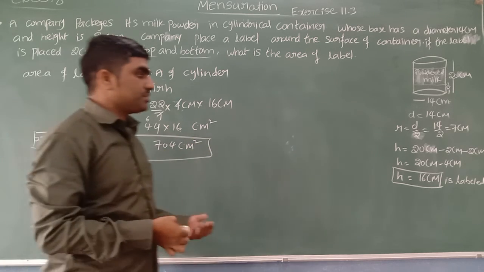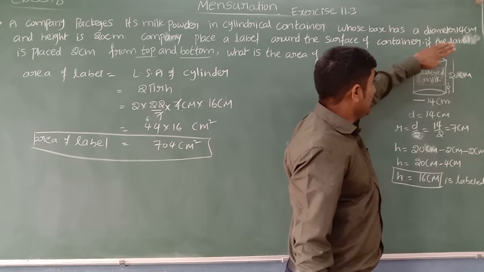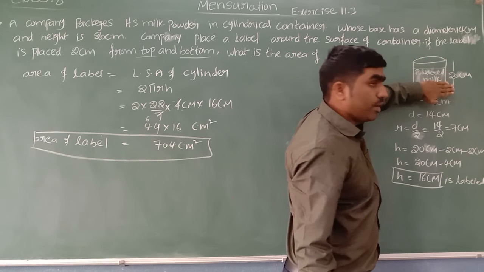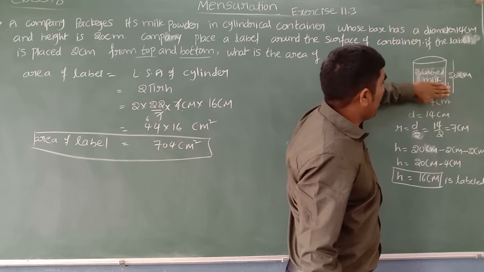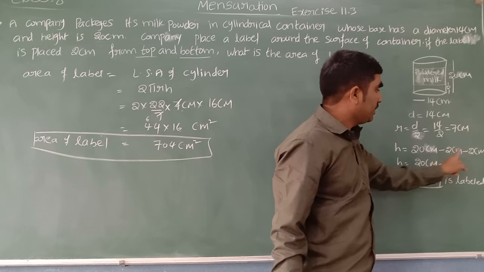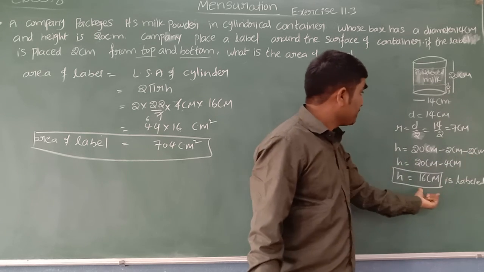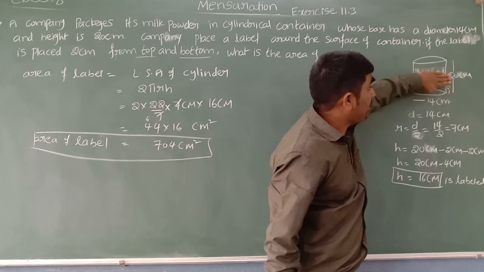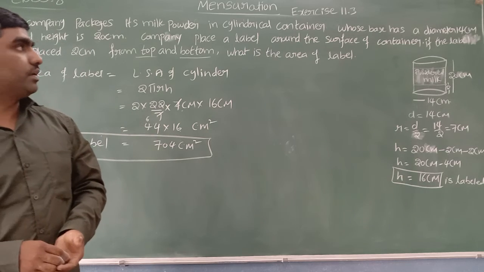Here the important thing is height. We should not take height as 20 centimeters because the full 20 centimeter height is not labeled. From 20, the top 2 is not labeled and the bottom 2 is not labeled. Because of that, I subtracted the top 2 centimeters and bottom 2 centimeters. Only 16 centimeters of height is labeled. Hope it is clear to all.